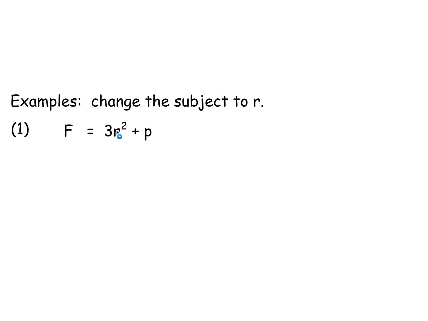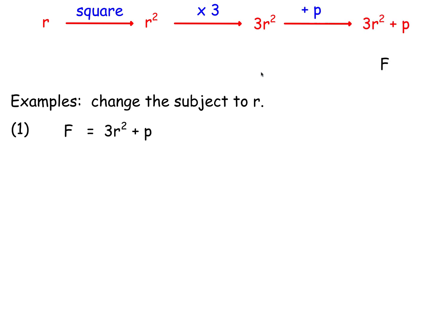So when you put a number in for r, think what you do first: you square. R becomes r squared. Next thing you do is you multiply by 3, so the r squared gets multiplied by 3 to give you 3r squared, and then you add in the p. That's the order in which you did things. Put a number in for r, you square it, multiply it by 3 and add p. First thing, second thing, third thing, and it gave you 3r squared plus p, which was what f equaled. So 3r squared plus p is f.